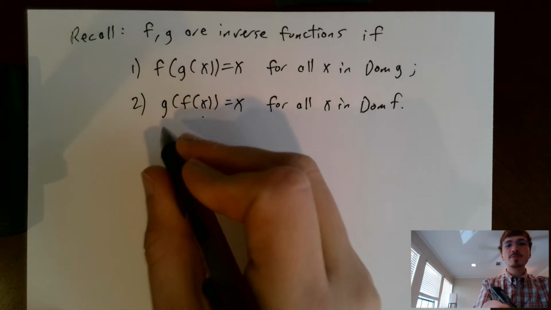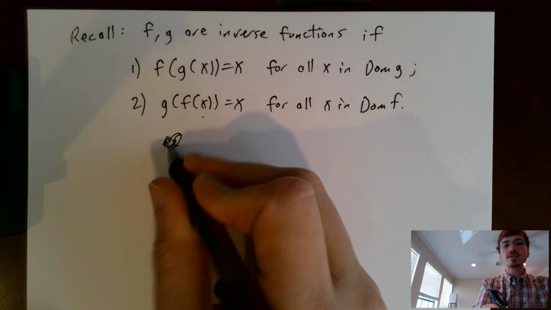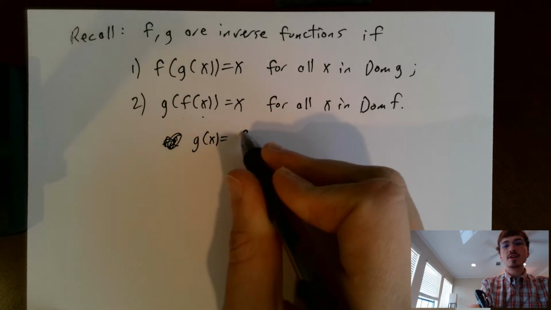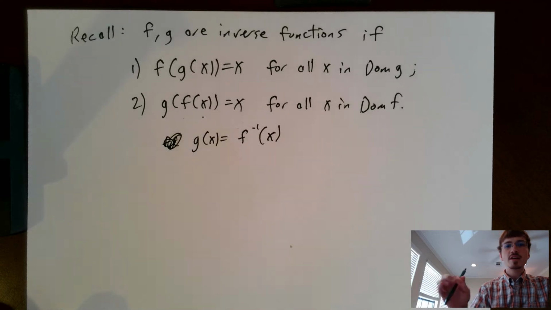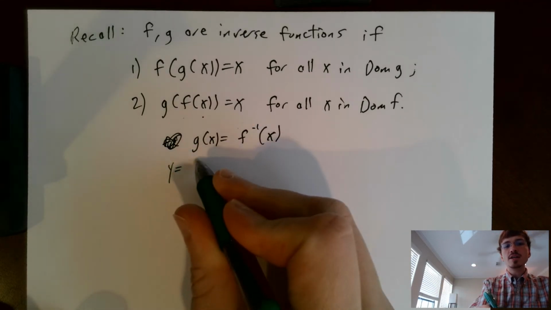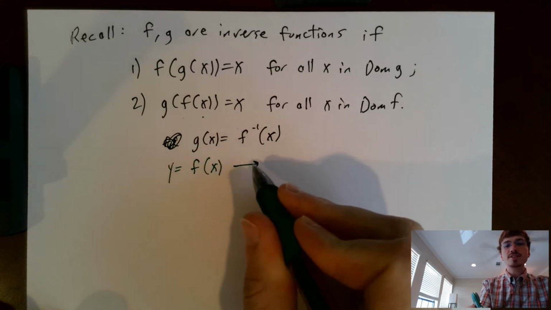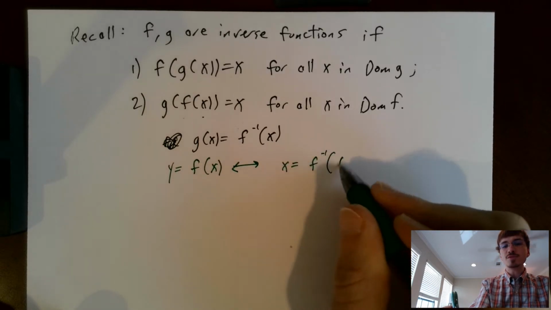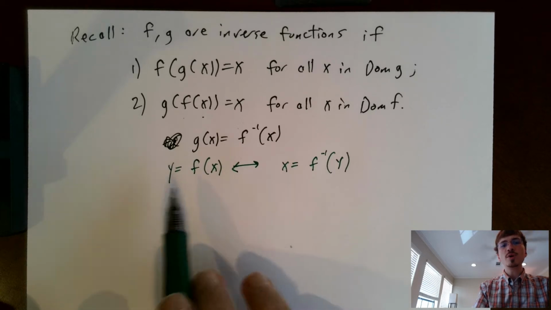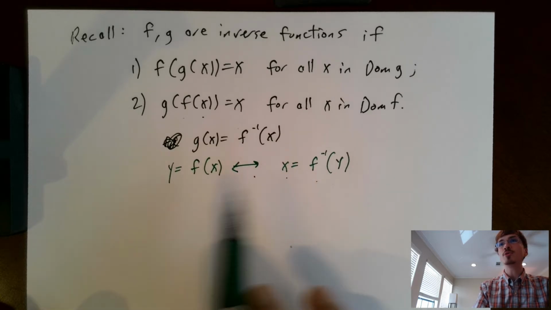And typically we'll say that if a function g satisfies this, then g of x is called f inverse of x. And what this means is that if y is equal to the value of f at some point x, then that's equivalent to saying that x is equal to the inverse function evaluated at the point y. So y is equal to f of x if and only if x is equal to f inverse of y. Yeah, and this is how you can go back and forth.